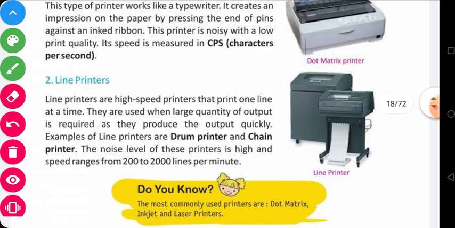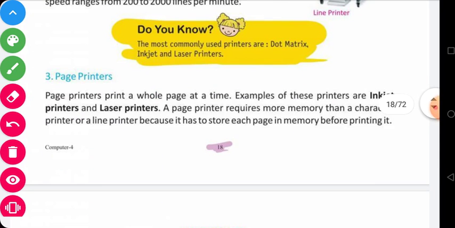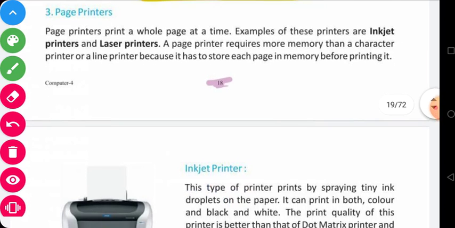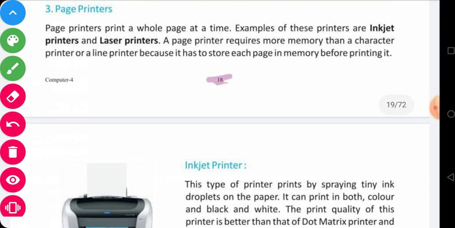Sorry, these are the two types of printer. The third one is the page printer, and the page printer prints a whole page at a time. Examples of page printers are inkjet printers and laser printers. A page printer requires more memory than a character printer or line printer because it has to store each page in memory before printing it.